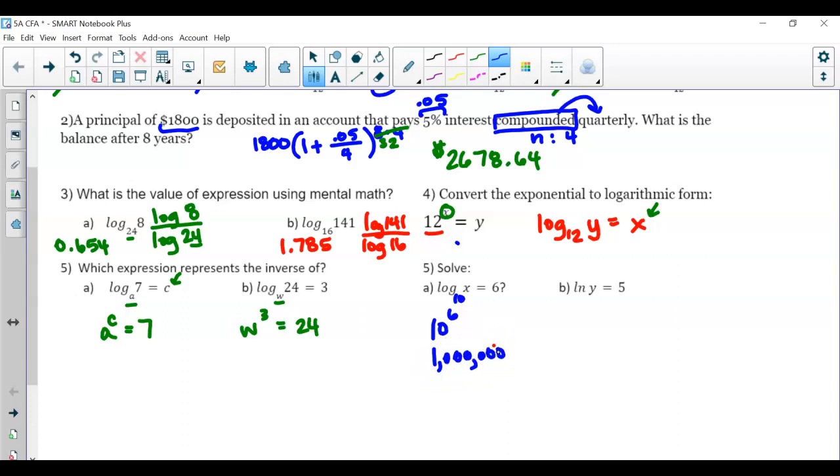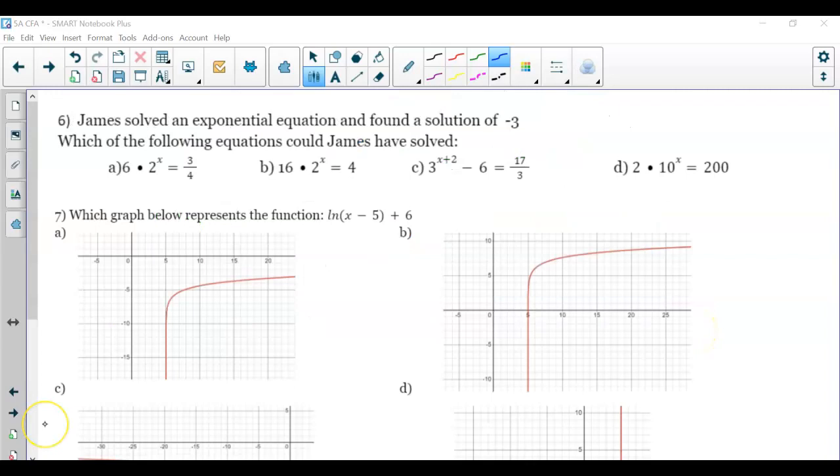Then here, notice we have a natural log. If I'm trying to get the inverse here to solve for the natural log, you're going to end up with e. So this is now e to the what power? Well, e to the 5th power. And that is approximately 148.41.